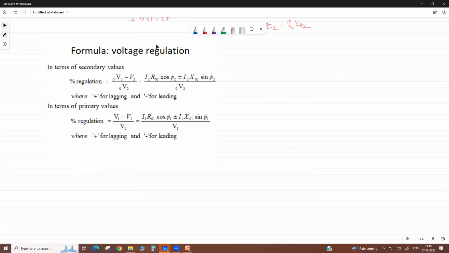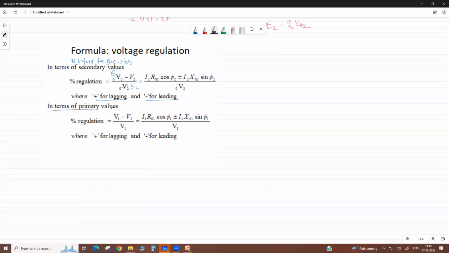Voltage regulation in terms of the secondary side: this is E2 minus V2 divided by E2. And this is plus for lagging power factor, negative for leading power factor here. Okay. Got it?